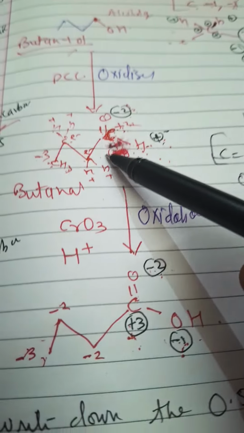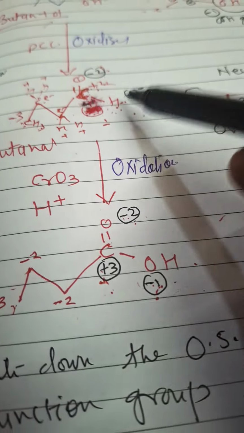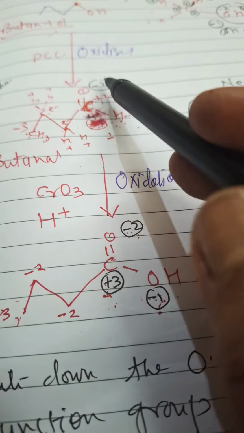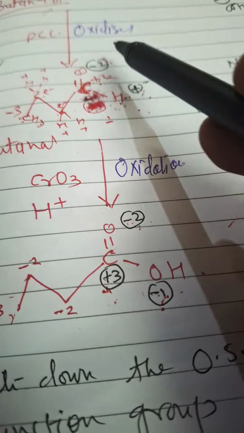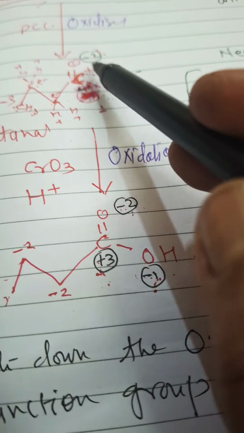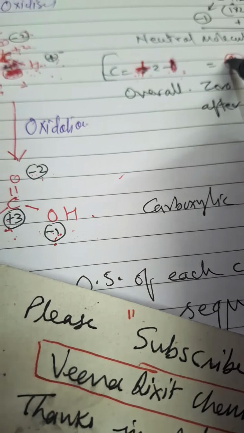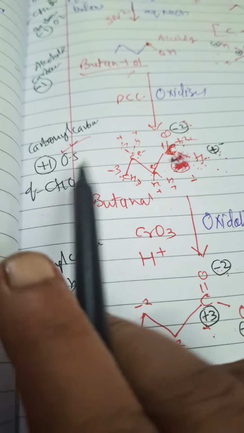Now we'll go for butan-1-ol oxidizing to butanal. So here the oxygen has -2 charge, and this hydrogen has +1. Because of this oxygen, this carbon has a positive charge, and this hydrogen is also positive, so the carbon has 1 negative charge. So 2 positive and 1 negative, so total the carbon will have 1 positive charge. So this carbonyl group has +1 charge. This alcoholic CH2OH grouping has -1 charge, and the carbonyl group has +1.